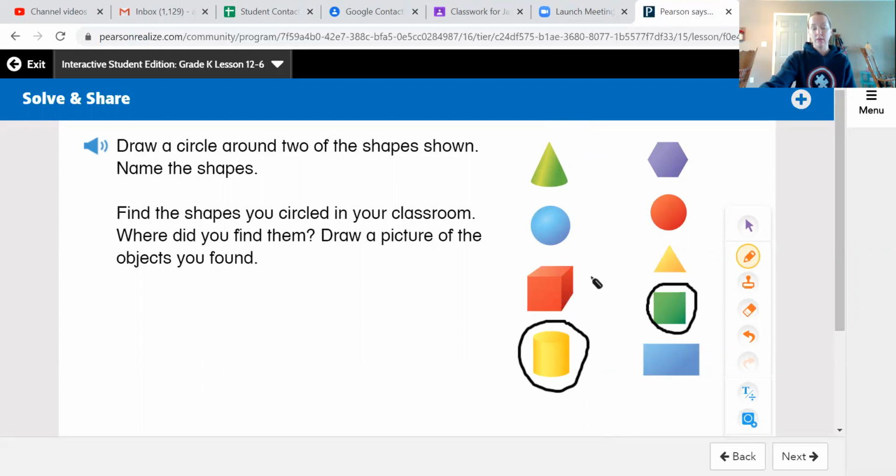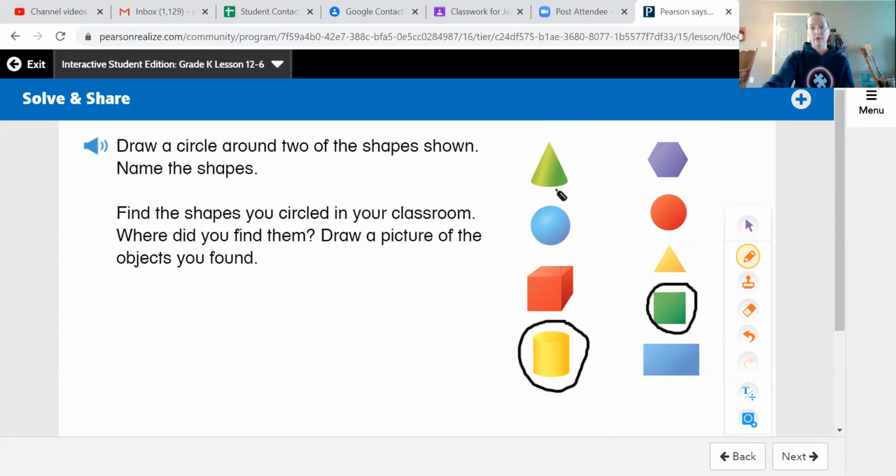Now remember, this column of shapes are solid shapes, so they are not flat. They will have some dimension to them. They will have more than two sides. This column of shapes are all flat. Flat means you could put it right into your folder and close your folder up. If it is solid, you would not be able to put that in your folder.